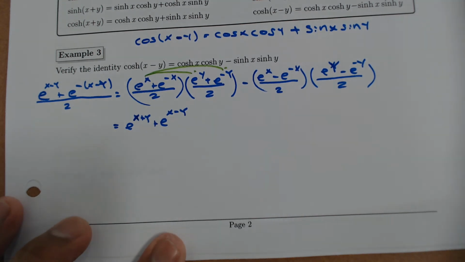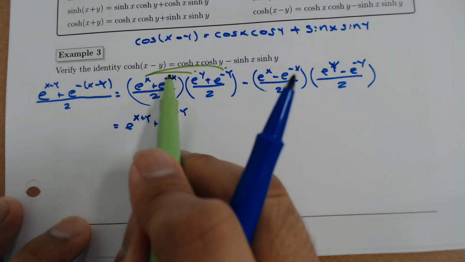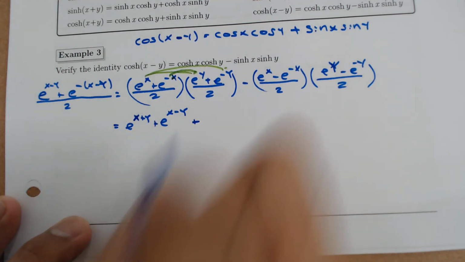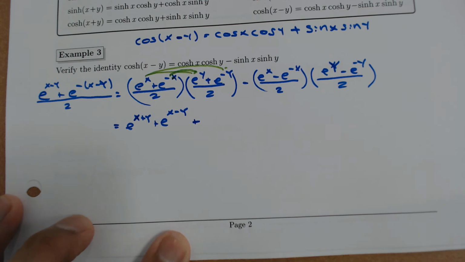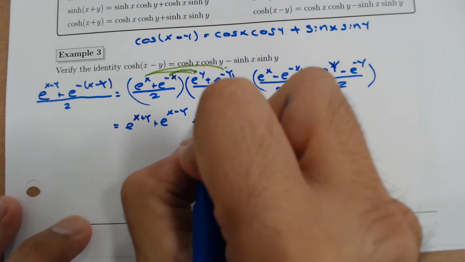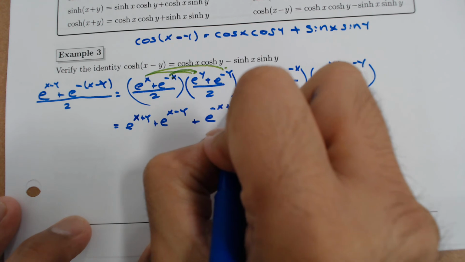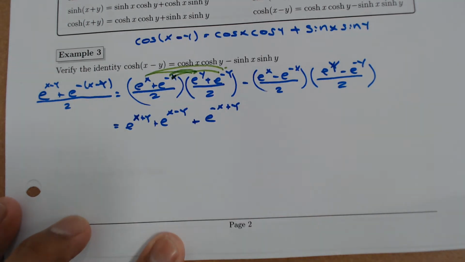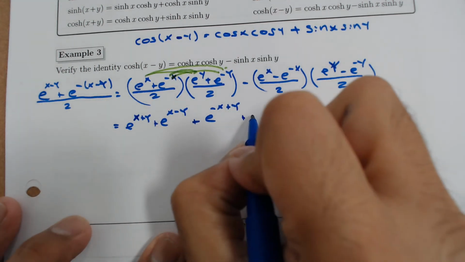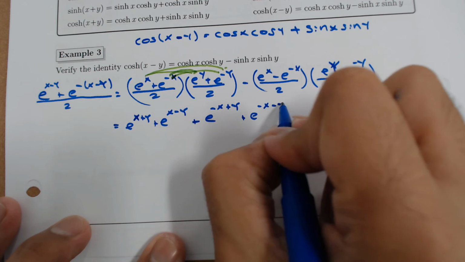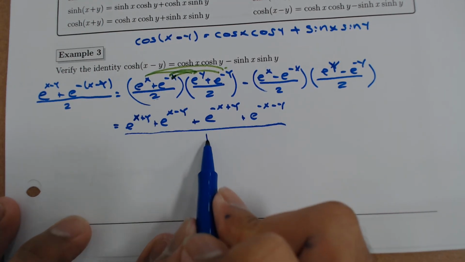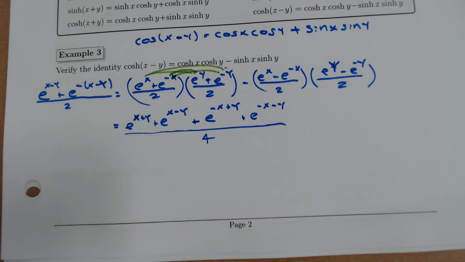Let's keep going. e to the negative x times e to the y, okay, how did I write this? Okay, that's right. So e to the negative x plus y. And last but not least, for the first term, e to the negative x times e to the negative y, that's e to the negative x minus y. And the whole thing is divided by 2 times 2, which equals 4. All right?